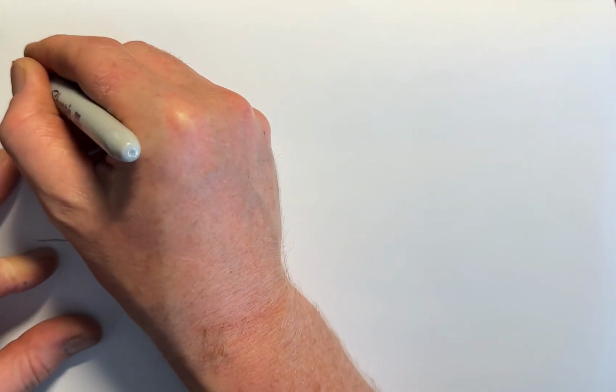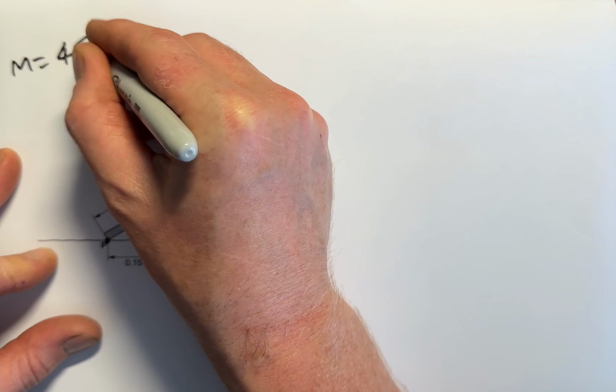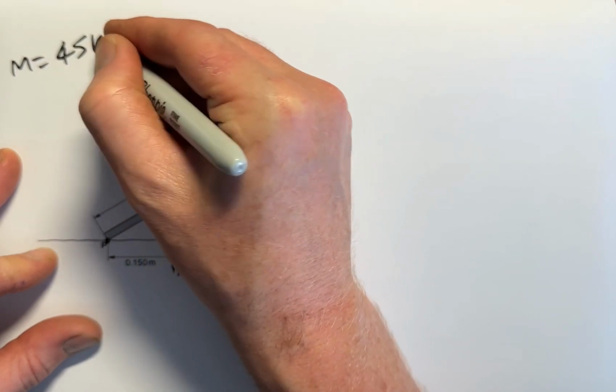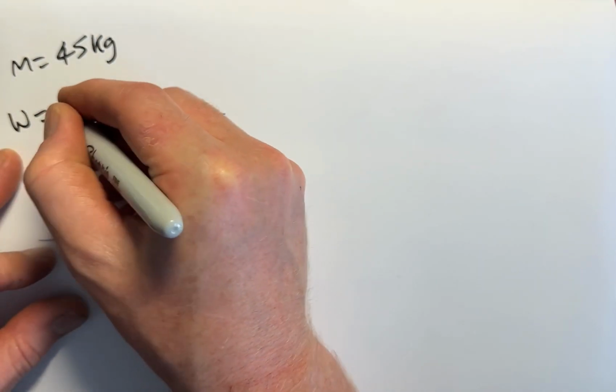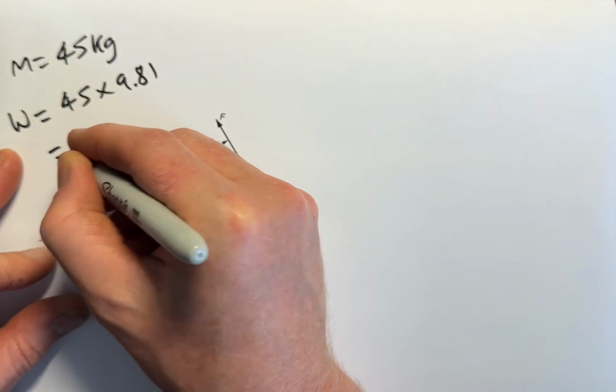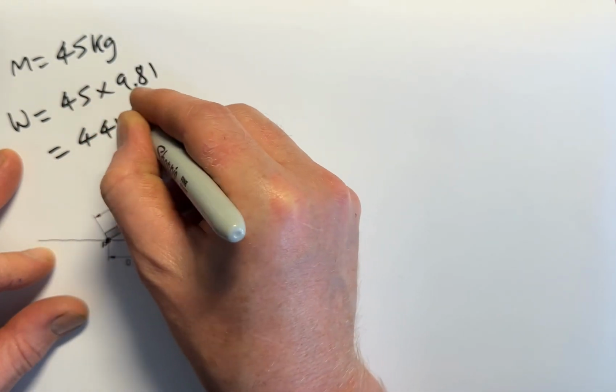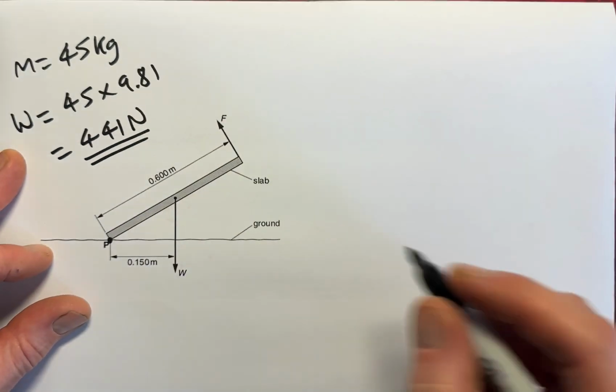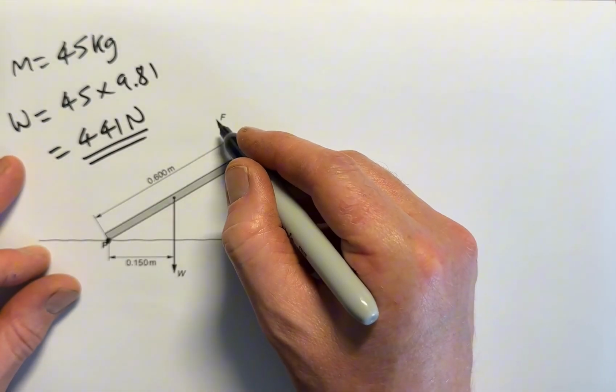Now we know that the mass of the paving slab is 45 kilograms, okay? So 45 kilograms. So the weight is equal to the mass multiplied by the gravitational field strength, which equals 441 newtons. So that's the first thing. Now we've got to work out this force F.